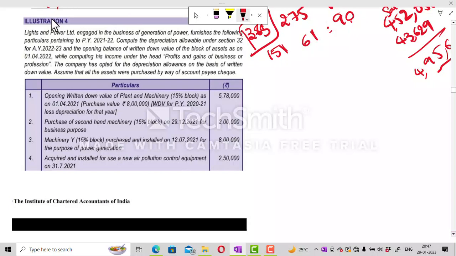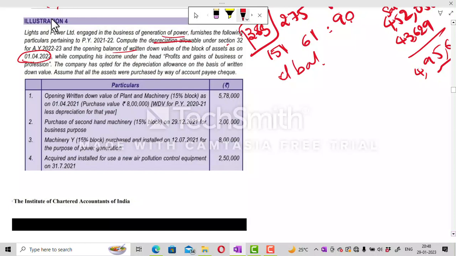Next question. Lights and Power Limited engaged in the business of generating power furnished the following particulars pertaining to previous year 21-22. Compute the depreciation available under section 32 for assessment year 22-23 and opening balance of WDV as on 1/4/22 under PGBP. See, they said to calculate the depreciation available and opening balance for 1/4/22, means closing balance for current year also we should find out.